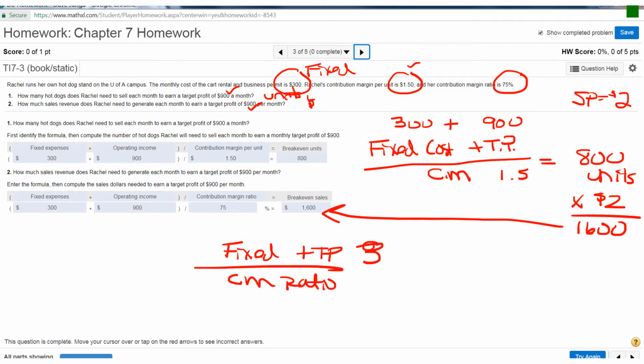So again, the 300 plus the 900 divided by the 0.75 will also give you the same answer, which is $1,600.